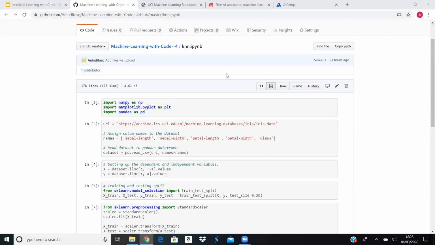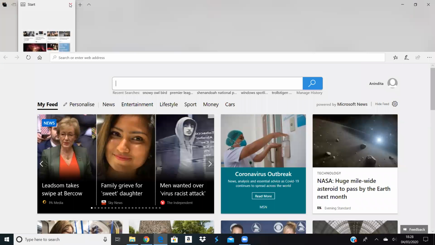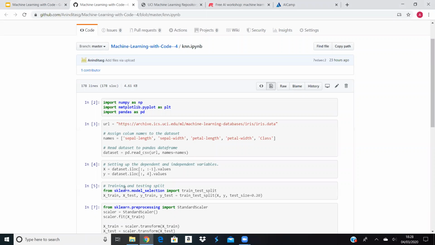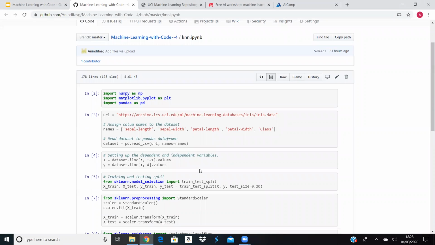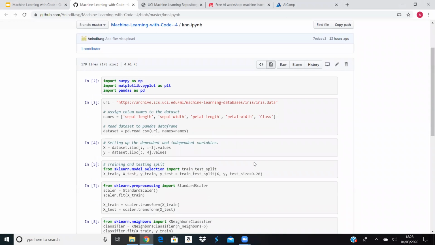Like for every machine learning problem, we have to be very cautious about finding out the dependent and the independent variable. So that's the next step where we are setting up the dependent and the independent variable. You can see class is our dependent variable, and once we have done that, it's breaking it into x and y, and then we would need scikit-learn model selection to divide it into train and test.